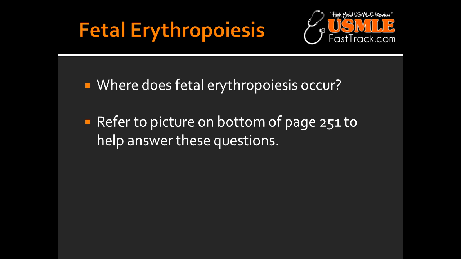What is erythropoiesis? Erythropoiesis is the production of the red blood cells. Where does erythropoiesis occur in a fetus that's 3 to 10 weeks old?